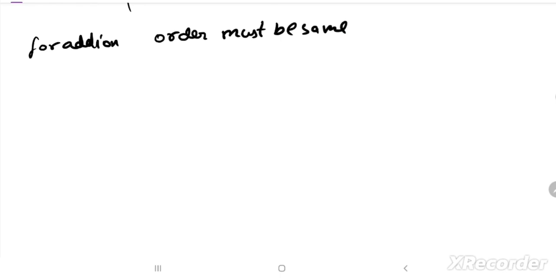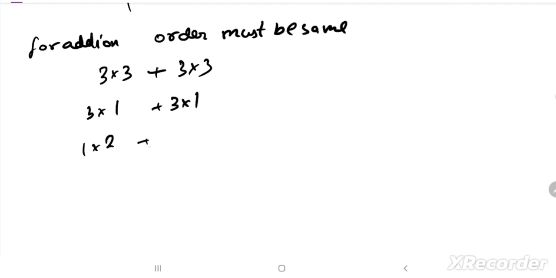That is, you can add a 3 cross 3 matrix with a 3 cross 3 matrix, a 3 cross 1 matrix with a 3 cross 1 matrix, a 1 cross 2 matrix with a 1 cross 2 matrix. But it is not possible to add a 3 cross 1 matrix with a 3 cross 3 matrix. This is practically impossible. Okay.